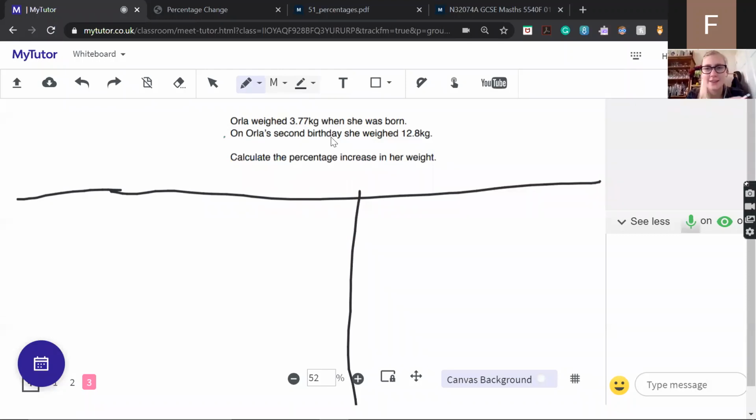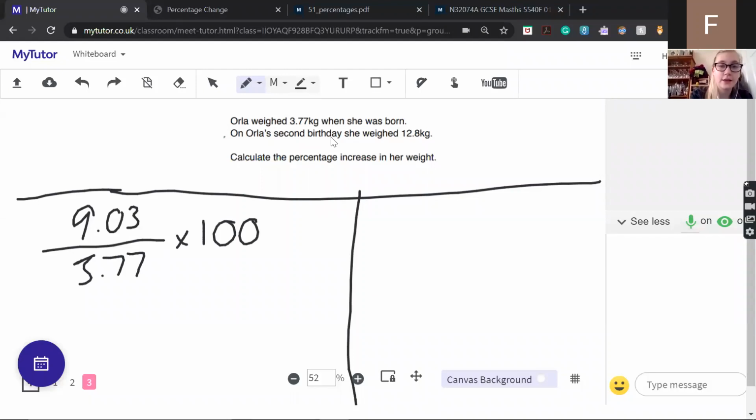We'll calculate. Now this is a little bit harder to see, so we might need to calculate it. What's the difference in her weight? It's 12.8 minus 3.77, which is 9.03. So she's gotten 9.03 kilograms heavier. So we want to work out that as a percentage of her original weight. So we do that increase divided by the original weight and times it by 100 to work out the percentage.